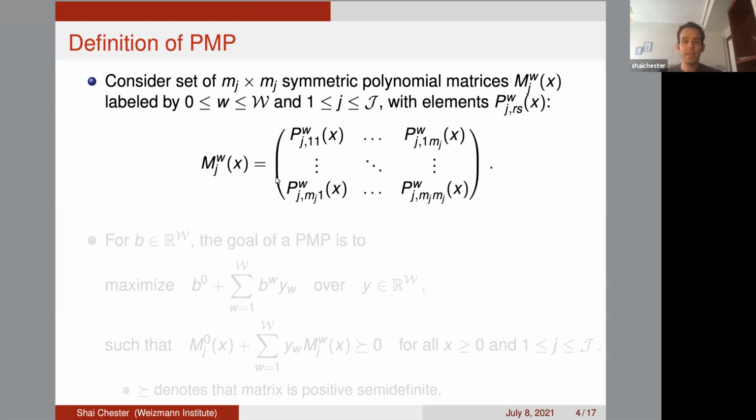And so, as I said, this is a symmetric matrix, and the elements of this matrix we call P, again labeled by w and j. r and s are just the matrix labels, and because these are polynomials, they're all polynomials in this variable x.